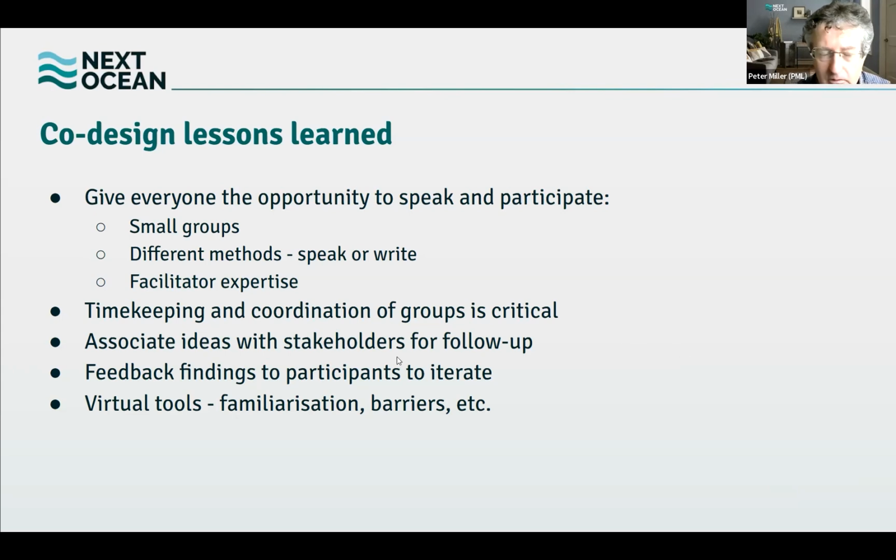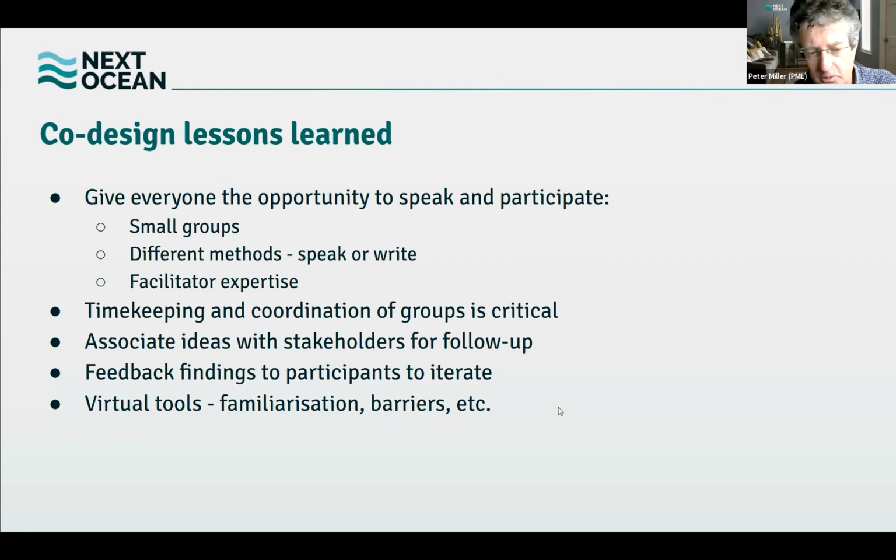It's good to get kind of ownership of the ideas that come out, so that you then know who to talk to to follow up on those ideas later. So we've done that where possible. Also, that was slightly hampered by the online environment. And yeah, with the outcomes, you then want to feed back those findings to the participants, and we're in the process of progressing with that task.